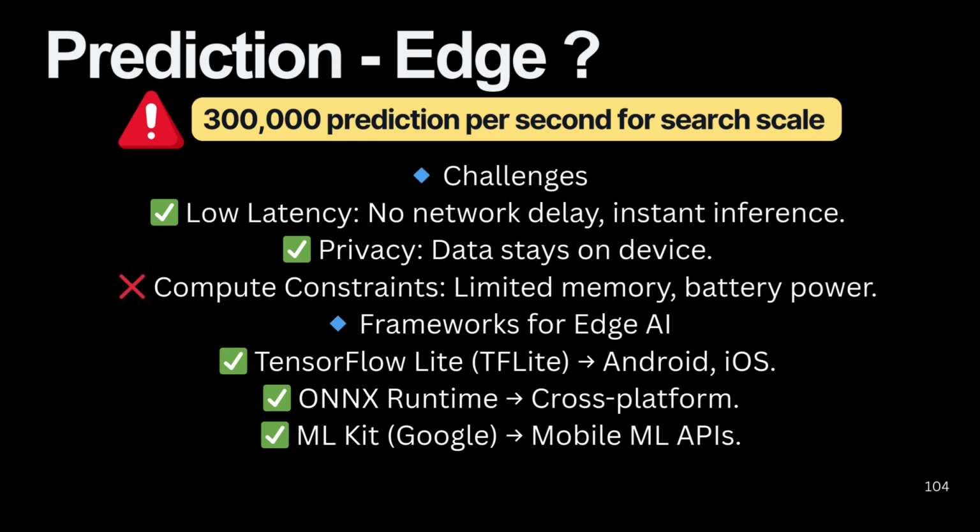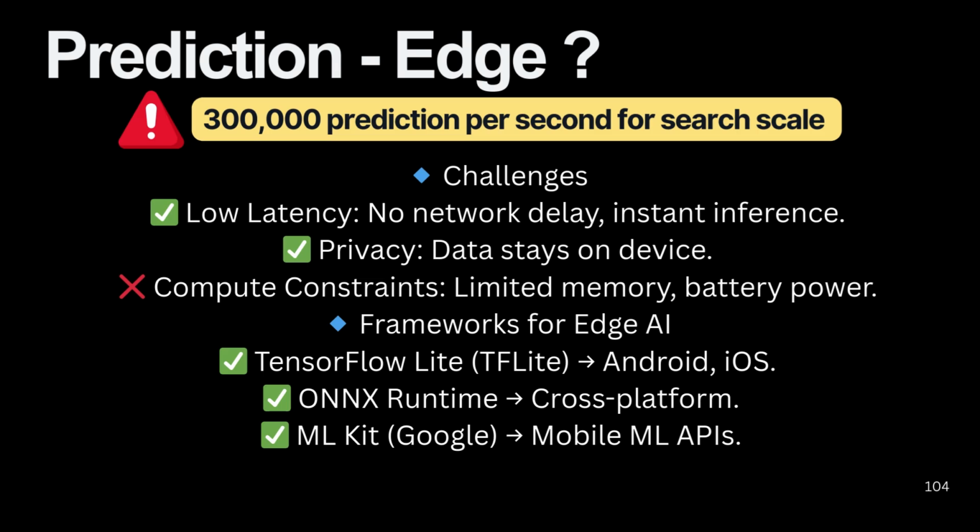So in this case, we initially just did the rough ballpark numbers, and it came to be around 300,000 predictions per second for search scale, which is quite a lot. And if you look at the support you can have on SageMaker, generally SageMaker response time is around 100 to 10 milliseconds. But let's say we need something even faster than that, then edge computing is the way to go for us. It offers very low latency and data stays on the device, so you don't move the data out of the device. And compute constraints, so limited memory, battery power.